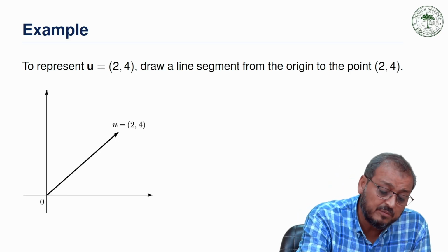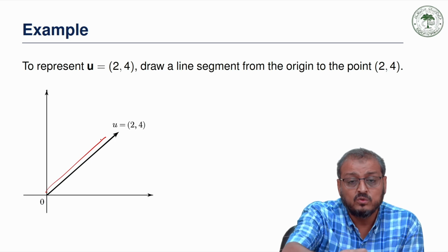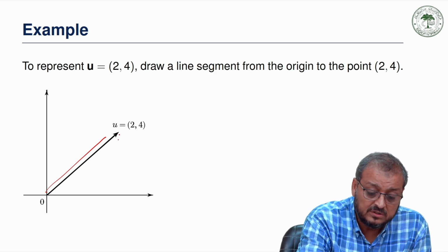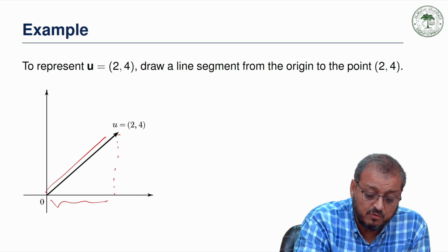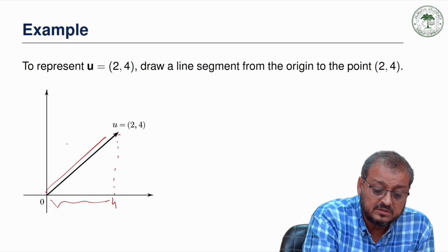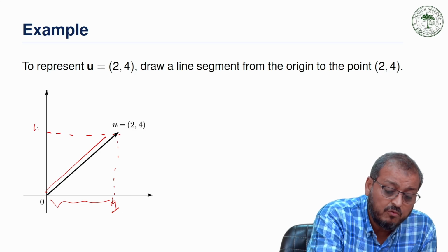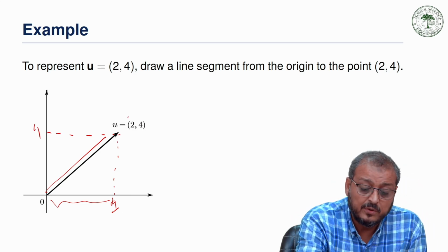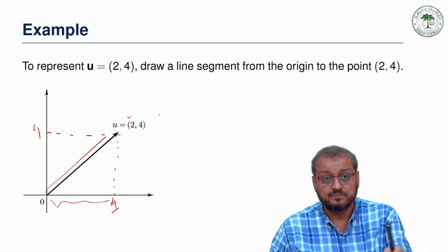So, this line segment is represented by u, and it goes from the origin to this point. Here x is equal to 2 and y is equal to 4, so this is how the vector is represented.